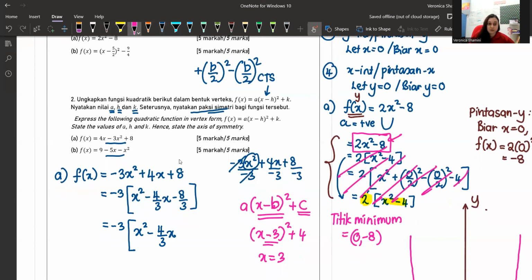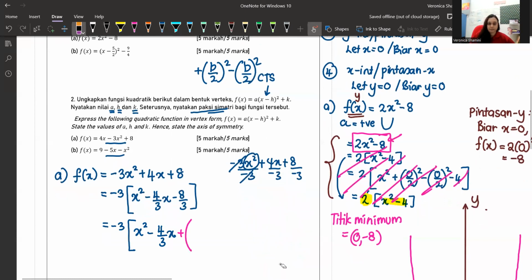Okay, this is where teacher going to add. Plus, what is my B here? What is the nilai B for teacher here? Okay, my B is this, isn't it? Negative. Take the negative together. Okay, so I'm going to write negative 4 over 3. Bahagi 2. Because why? The original formula must bahagi 2. Then you put kuasa 2. Tolak. Negative 4 over 3. Bahagi 2. Okay, like that.